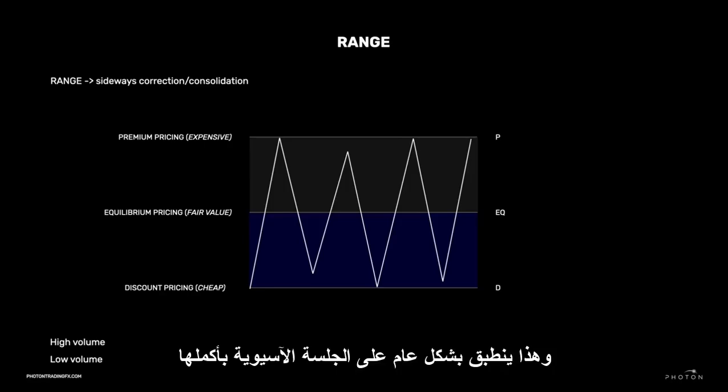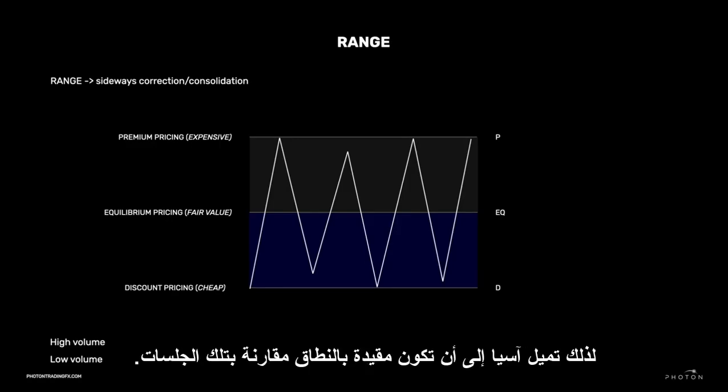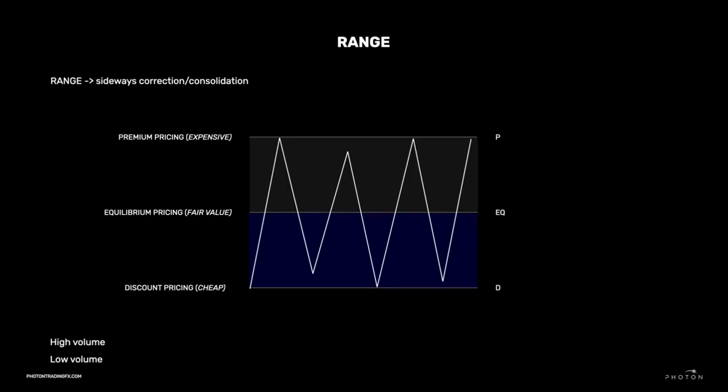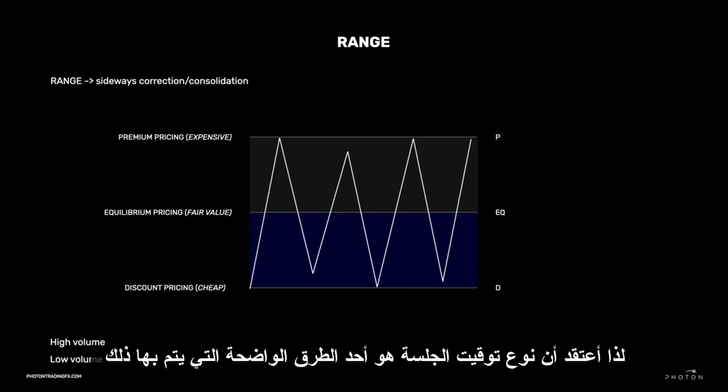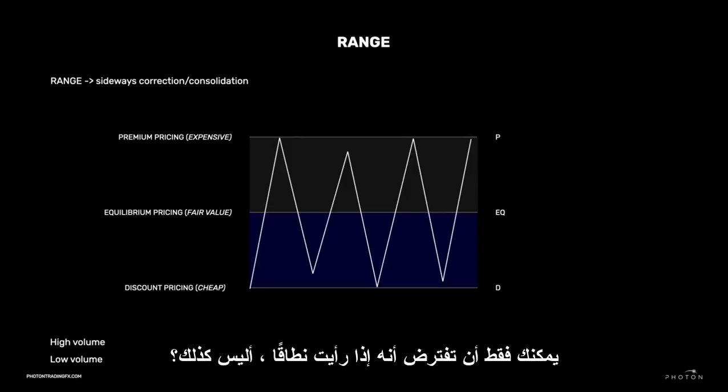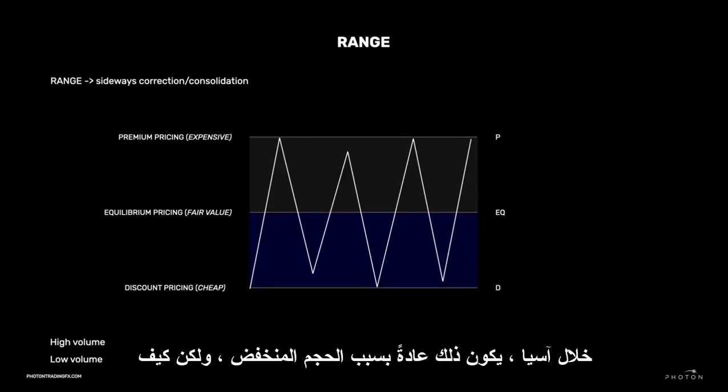And that generally goes the same for the whole of the Asia session, where volume is typically lower in comparison to London and New York. So Asia tends to be quite range bound compared to those sessions. So session timing is, I guess, one of the obvious ways in which you can assume that if you see a range during Asia, it's typically because of low volume.